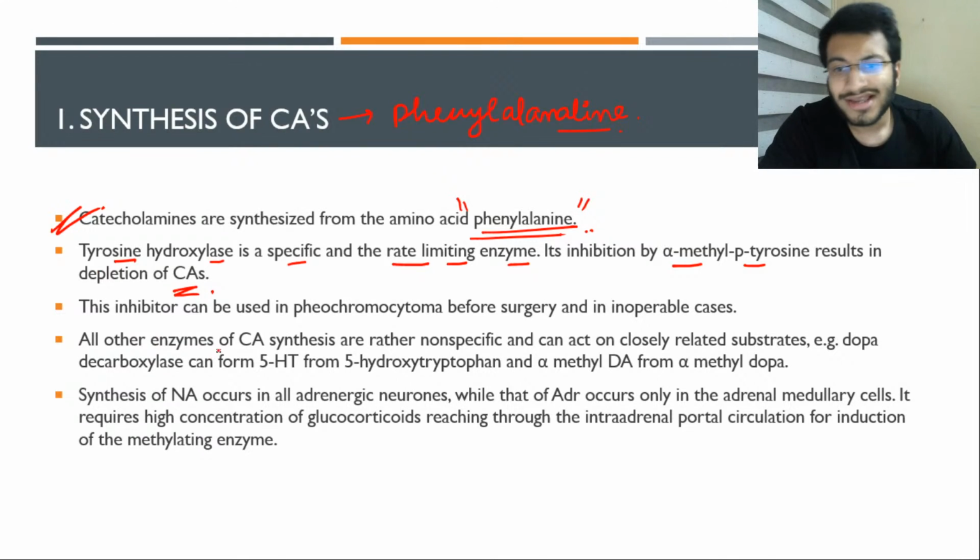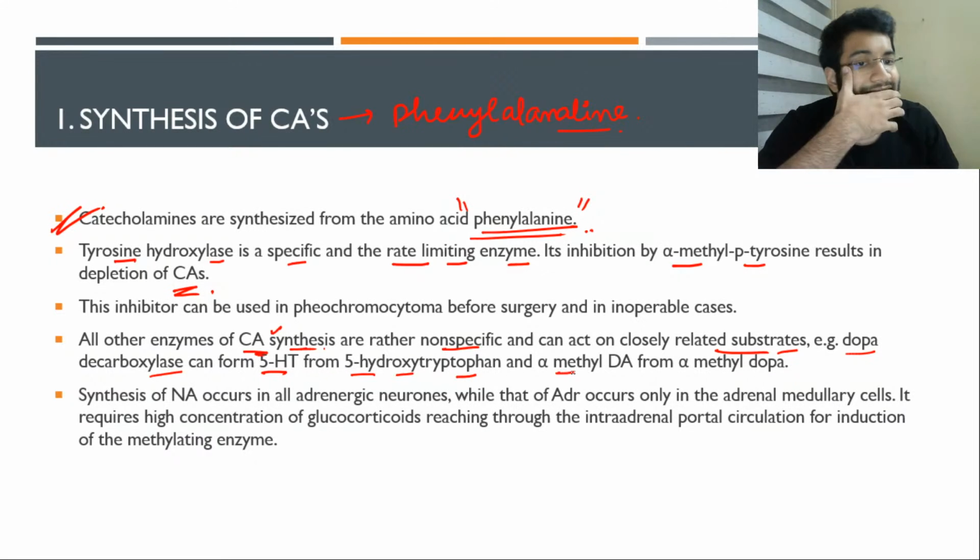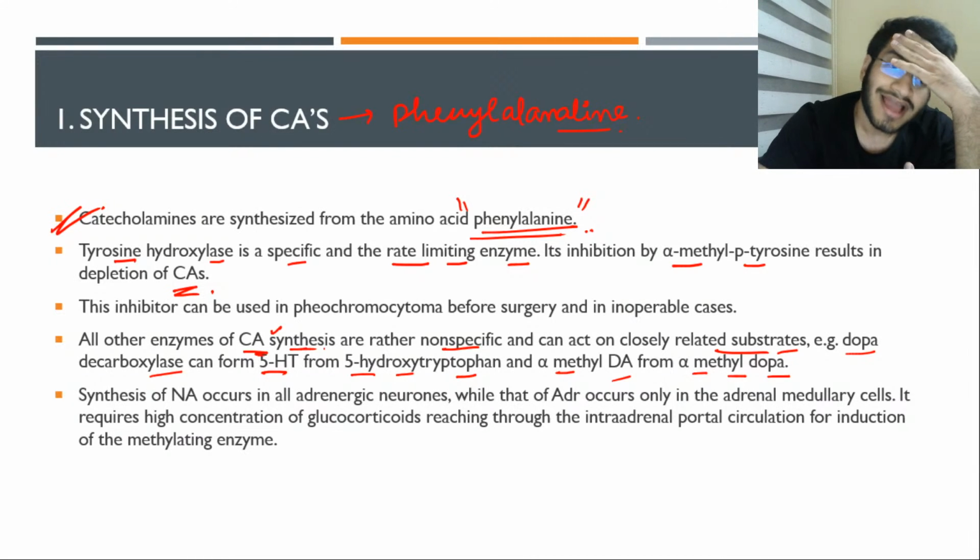And all other enzymes of catecholamine synthesis are rather non-specific and can act on closely related substrates. Example, dopa decarboxylase, that can form 5-HT from 5-hydroxytryptophan and alpha methyl DA from alpha methyl dopa.